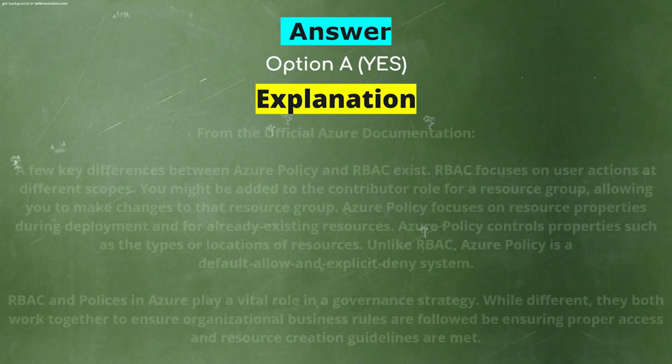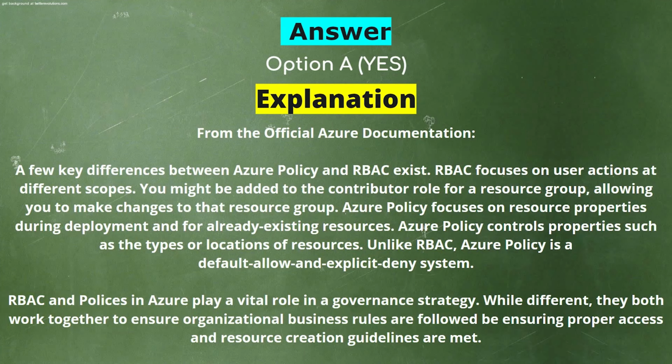Explanation. A few key differences between Azure Policy and RBAC exist. RBAC focuses on user actions at different scopes. You might be added to the contributor role for a resource group, allowing you to make changes to that resource group. Azure Policy focuses on resource properties during deployment and for already existing resources. Azure Policy controls properties such as the types or locations of resources. Unlike RBAC, Azure Policy is a default allow and explicit deny system.